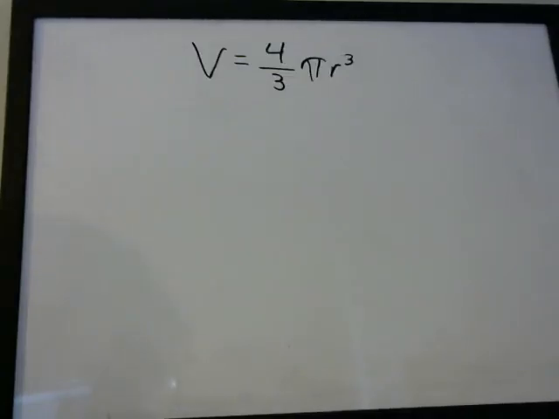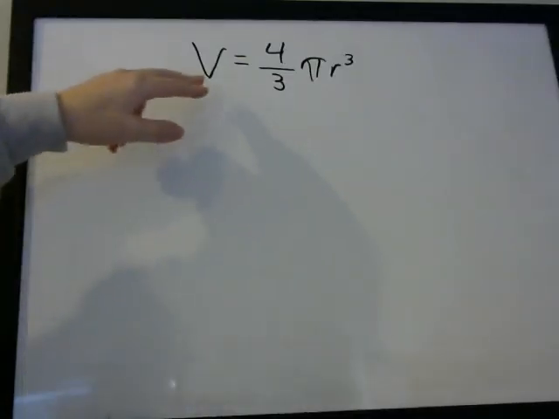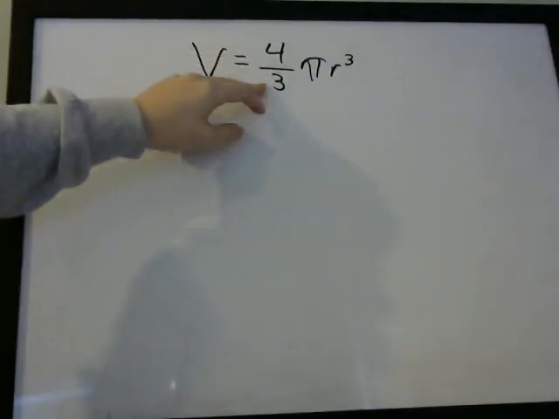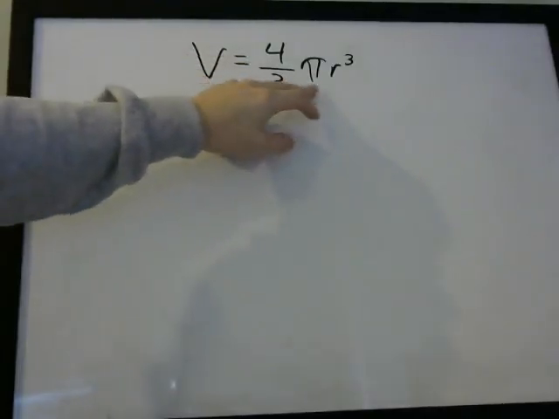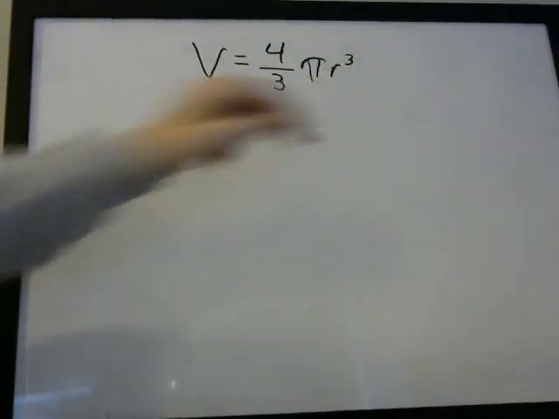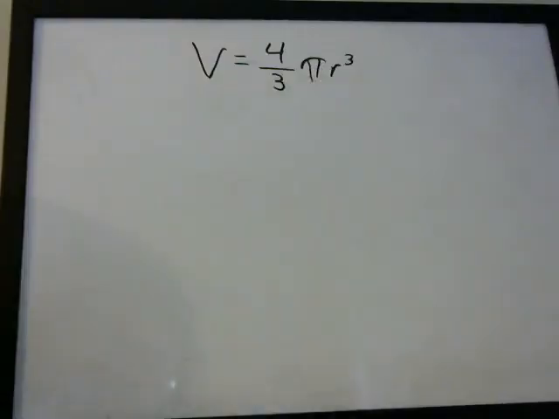In volume, the formula is on the formula sheet, so you don't need to memorize it, but you need to understand it. The volume equals 4/3, so this is a fraction. Remember, a fraction is just a division, 4 divided by 3. 4/3 times pi. Pi is just a number, 3.14, times radius cubed. And so remember what radius is.